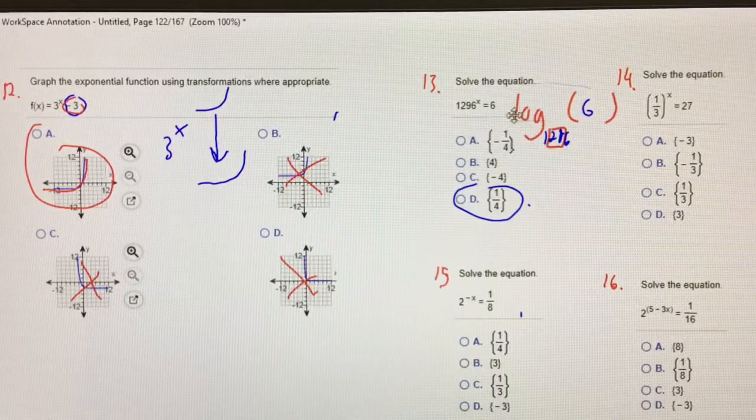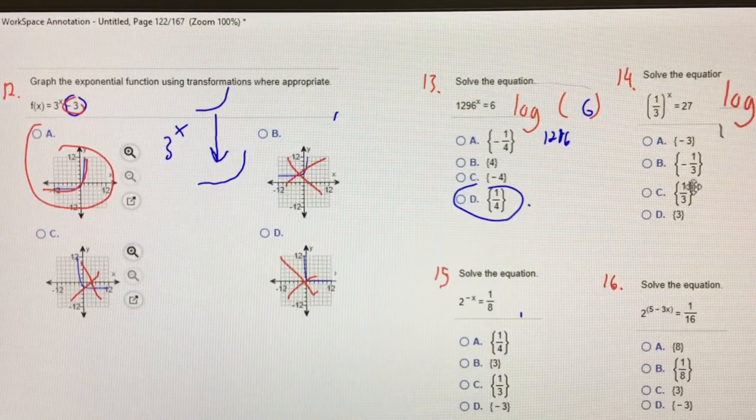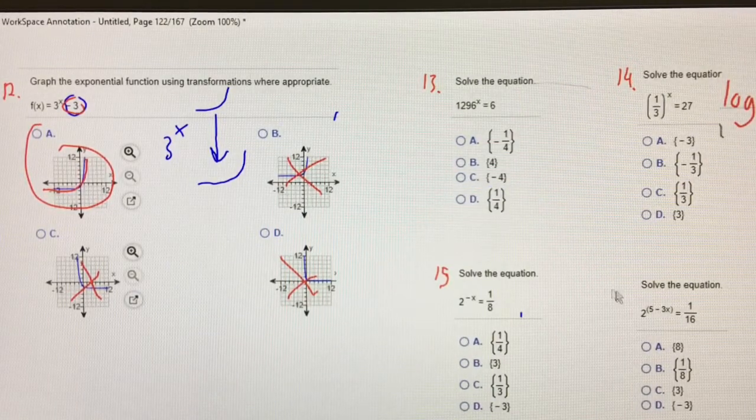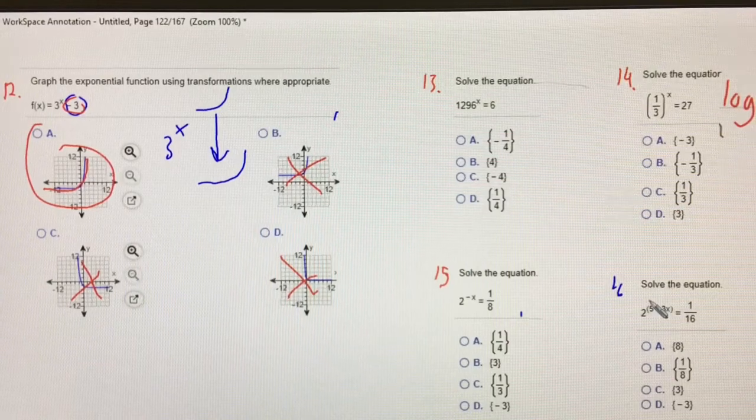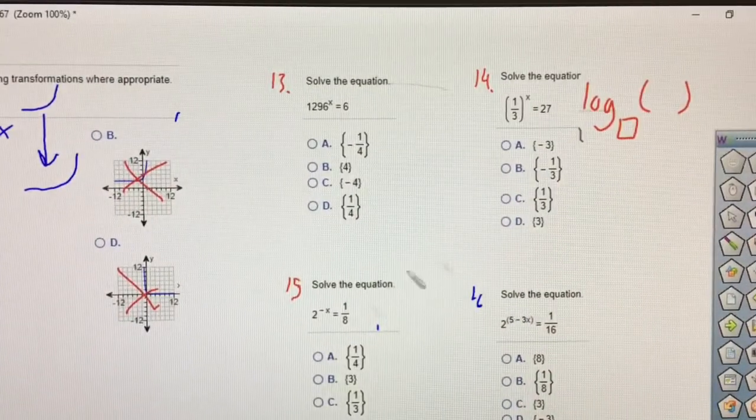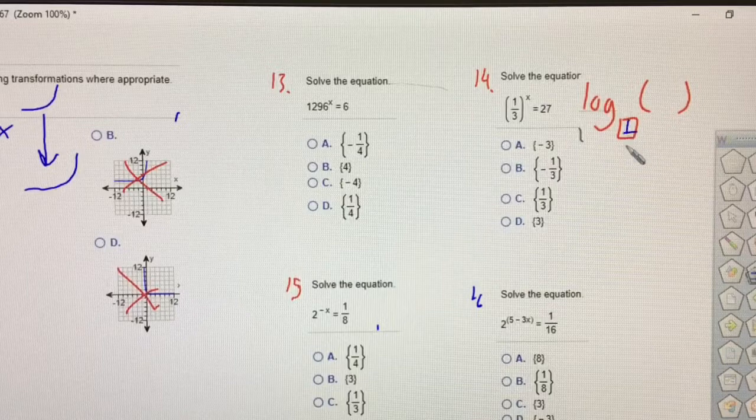Again, using the log-base box for number 14. I know it looks kind of harrowing. It's not really that big of a deal though, because all I have to do is rewrite it in an accurate form. The base is 1/3. That's going to go down in the base box, and the 27 slides over, and that's going to equal the exponent.